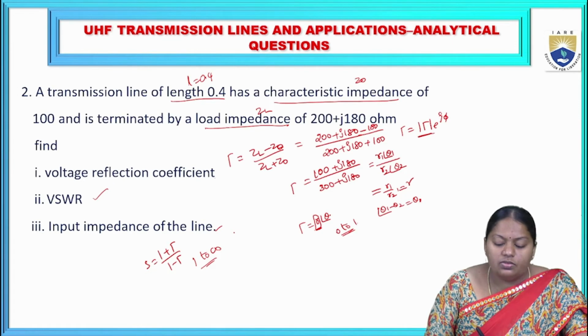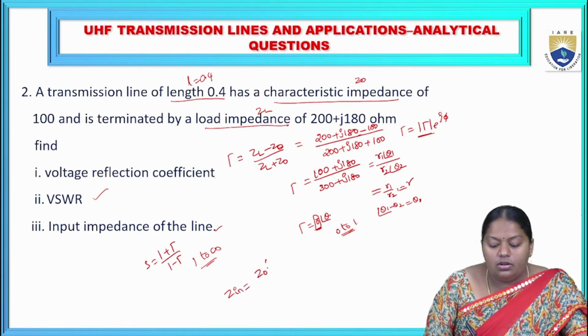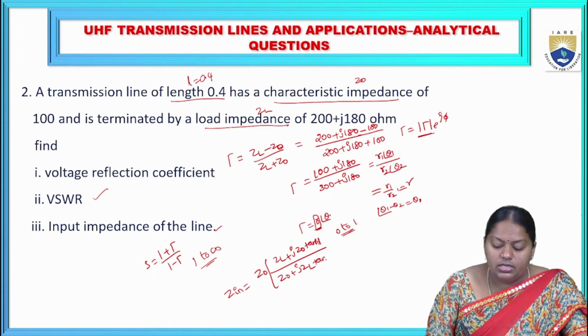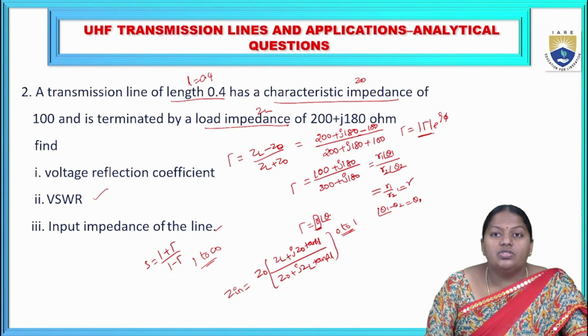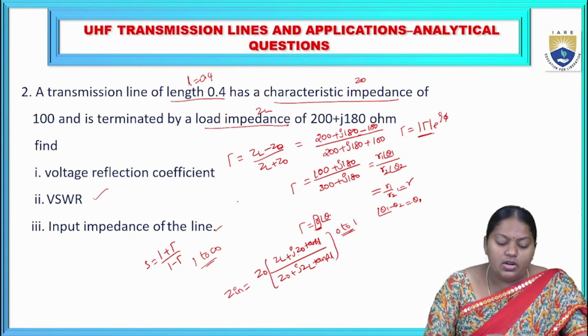Similarly, the input impedance of the line. To find the input impedance of the line, we use the formula Zin equal to Z0 into ZL plus jZ0 tan beta L by Z0 plus jZL tan beta L. In this, you substitute ZL as 200 plus j180 and Z0 as 100, with tan beta into L.